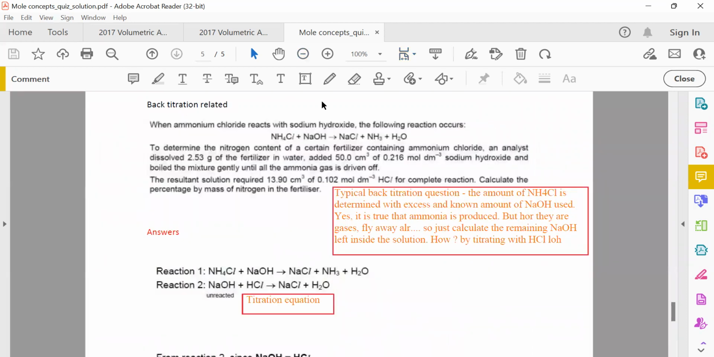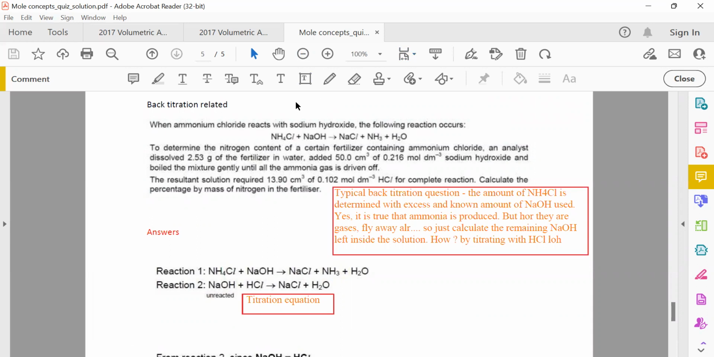Okay, and then of course you look at the last one, which is your back titration. Definitely going to come out in most of the tests. Of course, back titration, I tell you 1000 times. The whole idea, right, is to titrate something that is unstable, which in this case, they're referring to ammonium chloride. And obviously, this ammonium chloride in the solution or in the fertilizer can be titrated against sodium hydroxide.